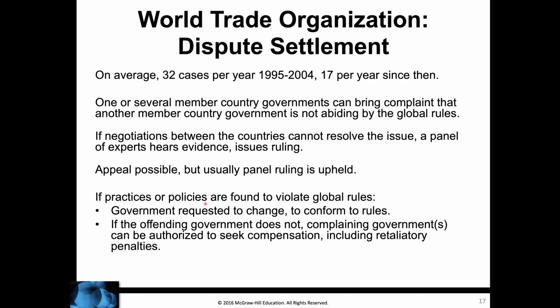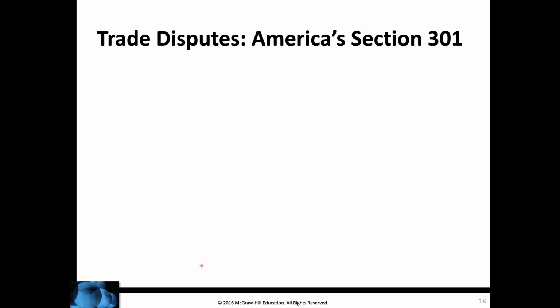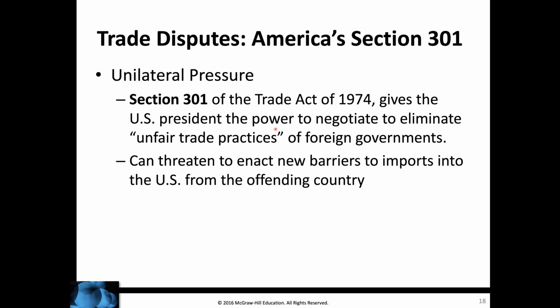So if practices or policies are found to violate global rules, the government can be requested to change or to conform to those rules. If the offending government does not, complaining governments can be authorized to seek compensation, including retaliatory penalties. The US has their Section 301 of the Trade Act of 1974 that also looks at trade disputes and provides for unilateral pressure. So this act gives the US president the power to negotiate to eliminate unfair trade practices of foreign governments.